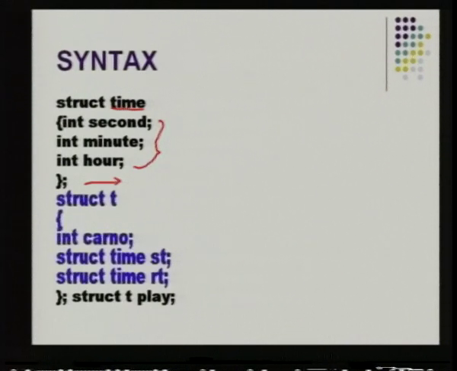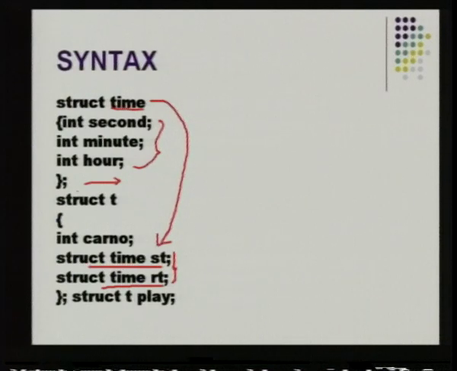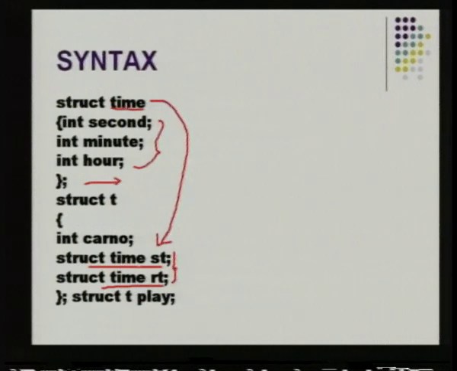Now the next struct, if you see, is struct T, where T is the tag. You have one variable of type integer, and here you are declaring struct time st, struct time rt. So the two variables for the structure time are being declared inside another structure. This is how you understand the concept of nested structures. When you declare a structure but do not declare its variables outside, and inside another structure the variables for that structure are defined, this time becomes a nested structure. It is nested inside another structure T.